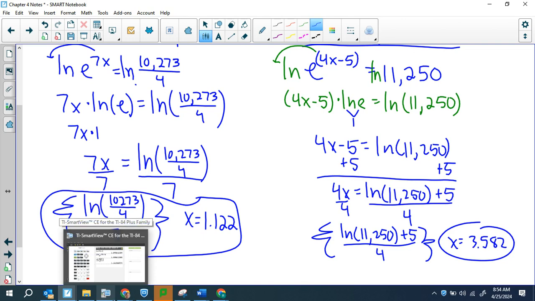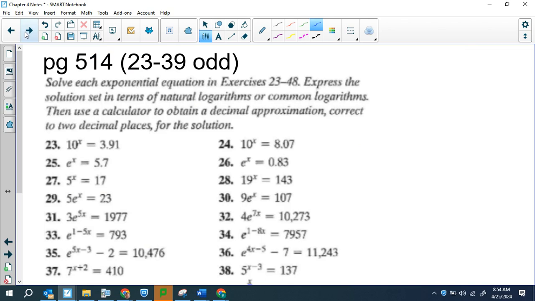Okay, questions on that at all? All right, so we're going to work right now on 23 to 39 on page 514.